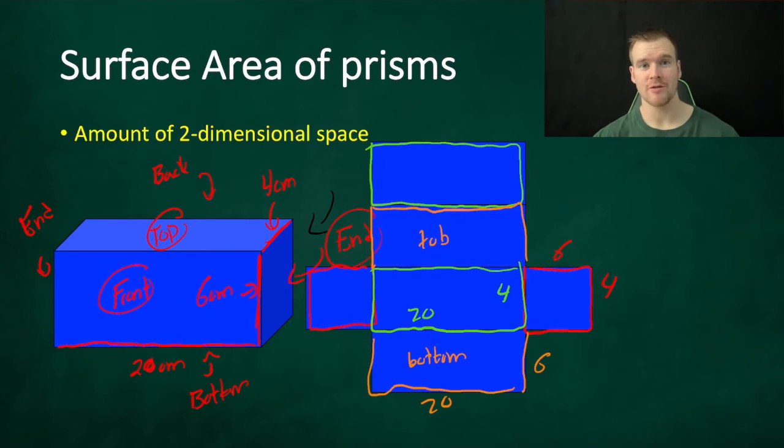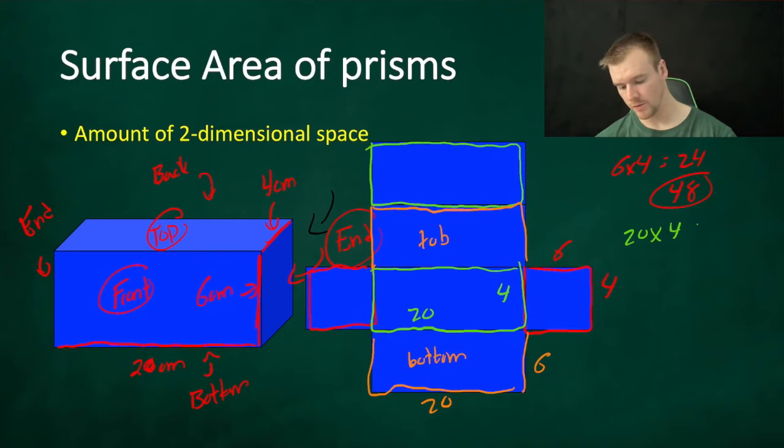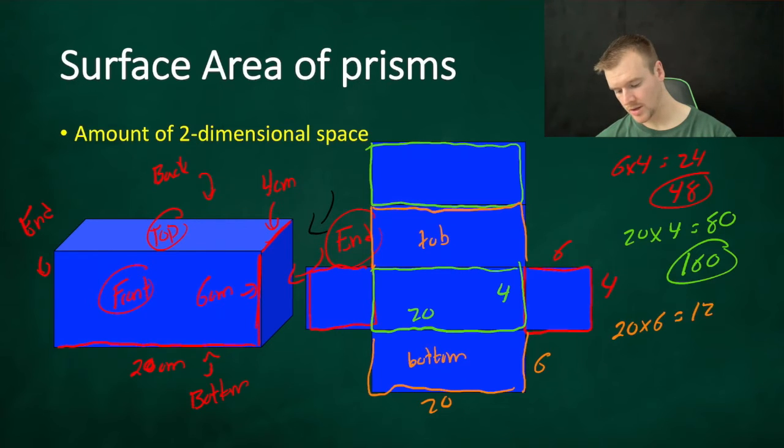So we have 3 different sized sides, and now we just have to calculate each of those and add them all up. So I'm going to start with the side with 6 times 4, or the end, and that is 24. There are 2 sides, so we double that to be 48. That's my total for the sides. Next, looking at the front and back, we have 20 times 4. That equals 80, but again, there's 2 of them, so we have 160 for the front and back. And lastly, the top and bottom are 20 times 6, which is going to equal 120, but again, there's 2 of those, so that's 240.